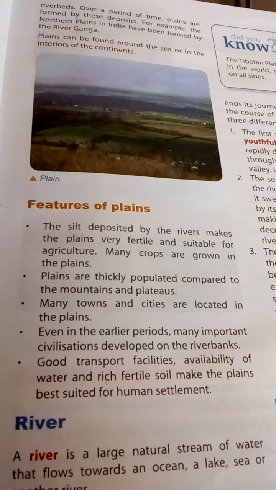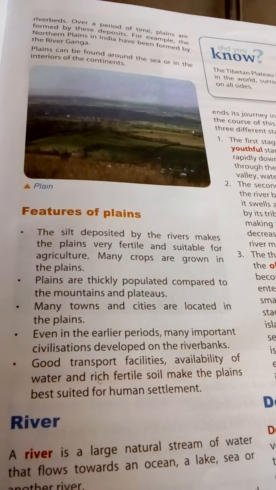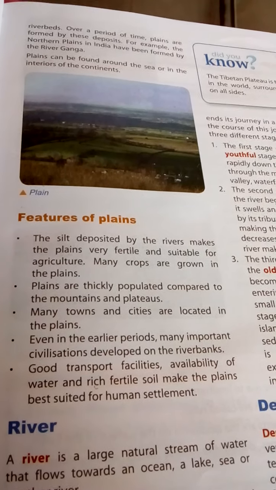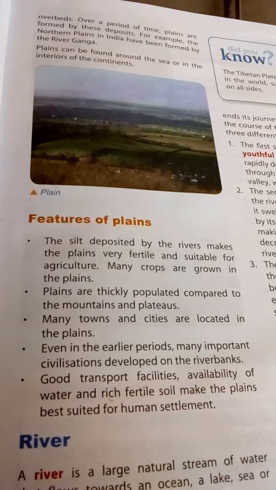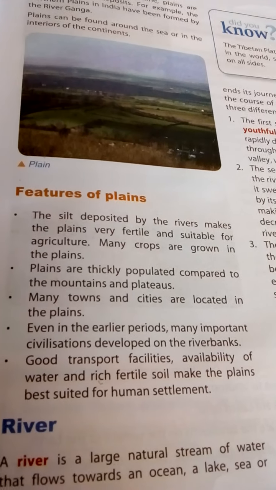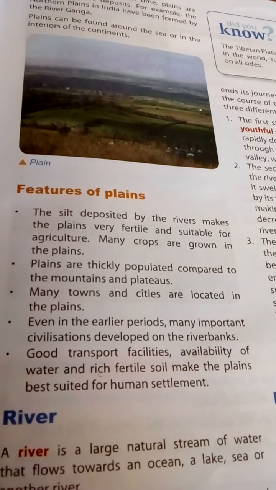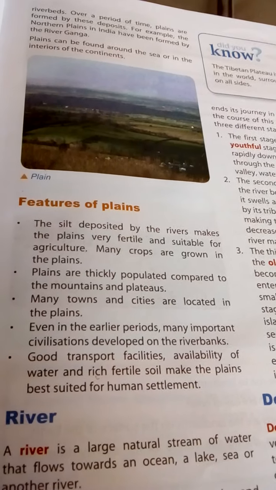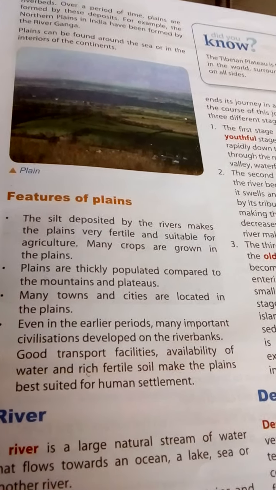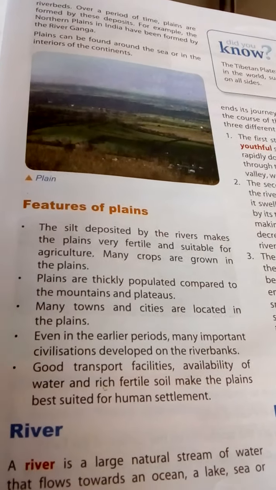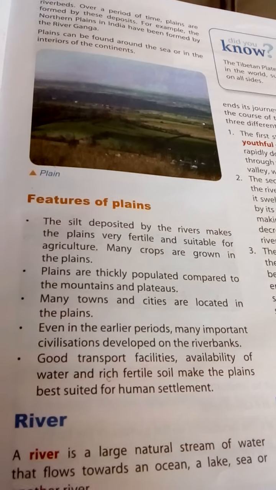Many crops are grown in the plains, like paddy, wheat and so on. Plains are thickly populated compared to the mountains and plateaus. Many towns and cities are located in the plains also.